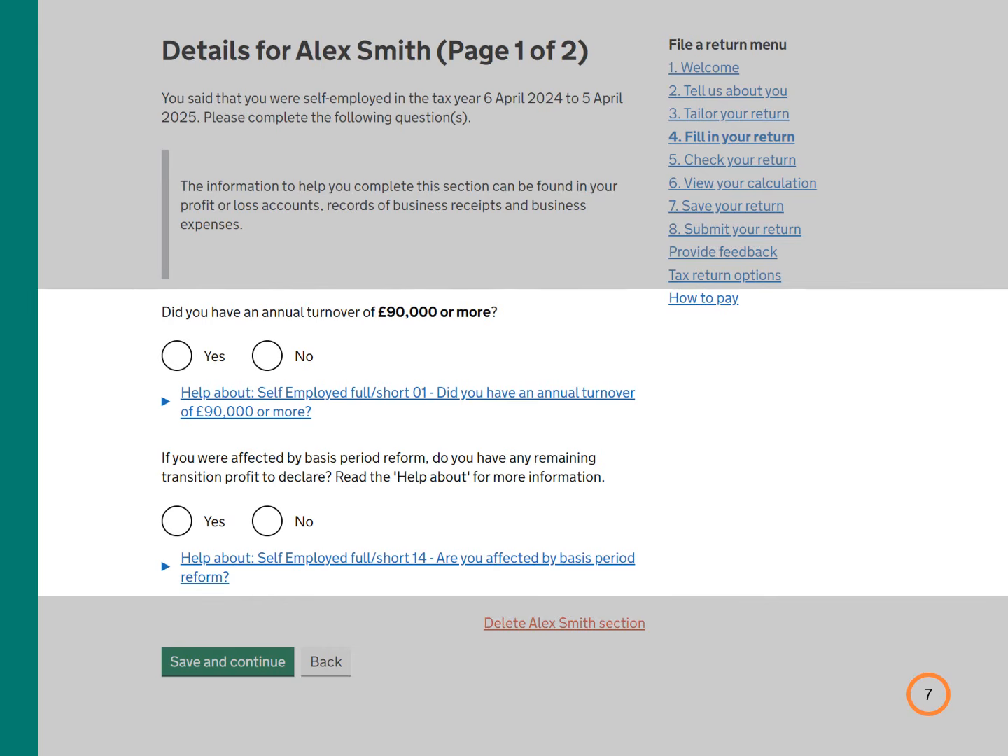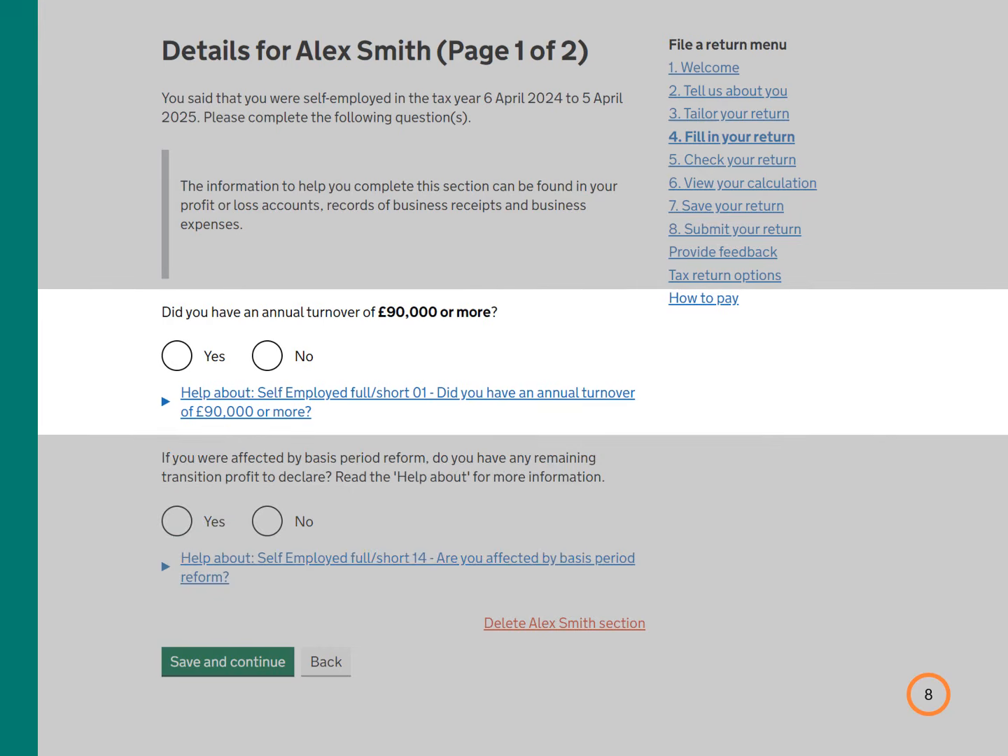There are two questions on this page. If you answer yes to either of these questions, you'll need to provide a more detailed breakdown of your self-employed accounts. If it's no to both questions, you're given a simpler version of the self-employment section, which we'll look at today. The first question asks if your annual turnover in the tax year was £90,000 or more.